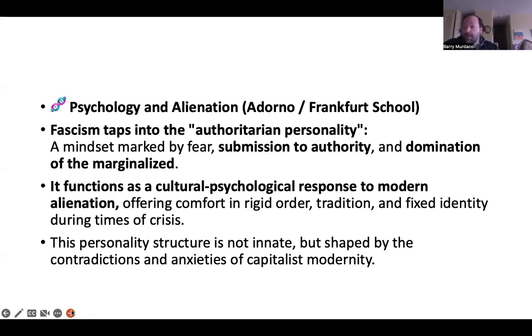Another perspective that we could look at is the psychological perspective, pioneered by a group of thinkers often referred to as the Frankfurt School. These were German intellectuals who actually fled Hitler's Germany and came to the United States. Chief among them was a guy known as Theodor Adorno. Adorno participated in a study later on known as the authoritarian personality. There's a lot to be said. I'm just running through this very quickly.